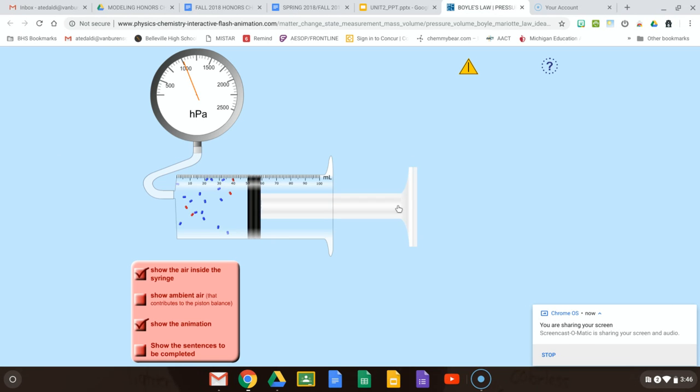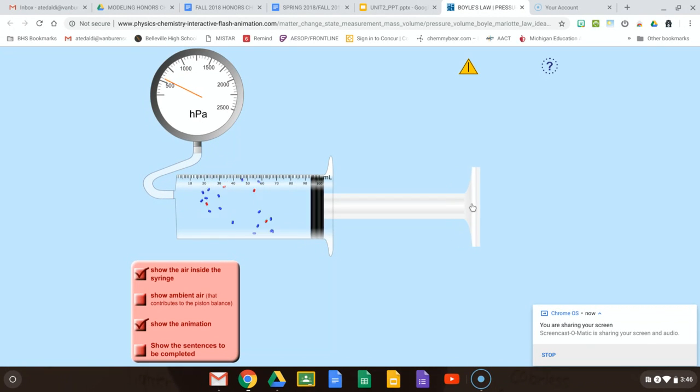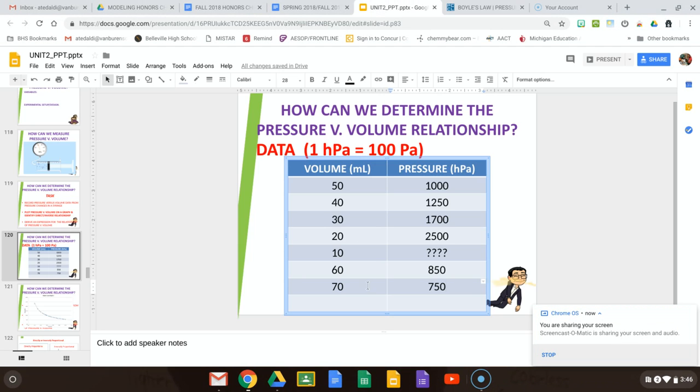And let's just do one more measurement. If I move it all the way to 100, it looks like my pressure is 500 hectopascals. So 100, 500 hectopascals. So our job is to predict or figure out what the pressure would be at 10 milliliters. All right, so hopefully you could use this video to help you collect data and think about the quantitative relationship between pressure and volume.